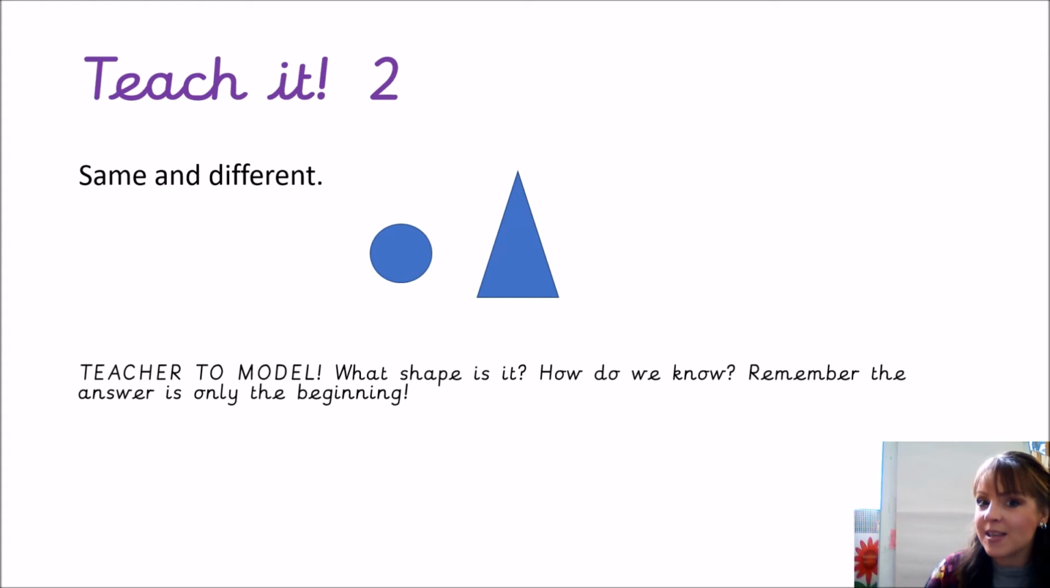You might have said that the circle is different to the triangle because it has one curved side, and the triangle is different to the circle because it's got 3 vertices, and the circle doesn't have any vertices, and it's got 3 straight sides. And the circle's only got 1 curved side. You might have said that there's something similar about these two shapes. They are both blue, and that's the same. They are also both 2D shapes.